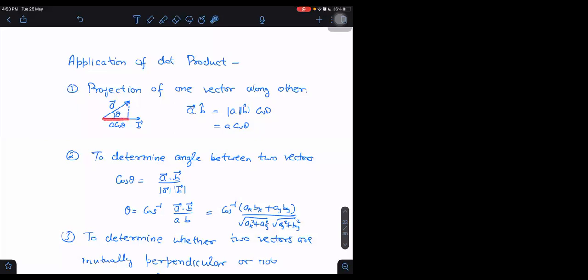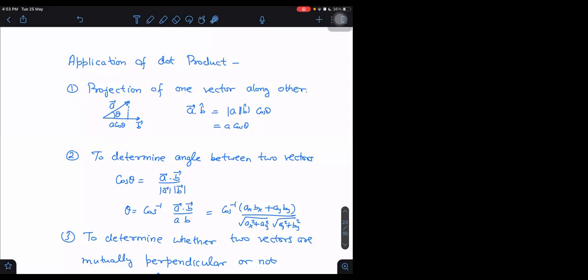If I draw rays perpendicular to B, then the length of the shadow cast will be A cos theta. You agree that it will be A cos theta or not? Cos is base upon hypotenuse, so base will be hypotenuse times cos theta. So it is A cos theta.